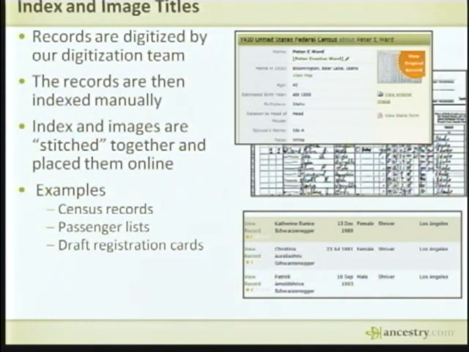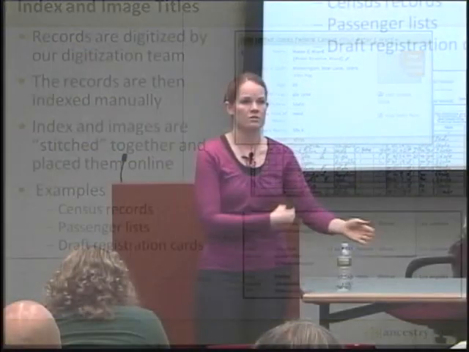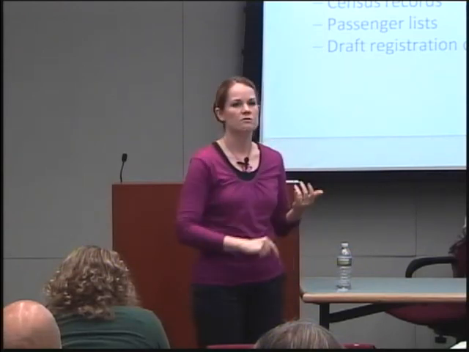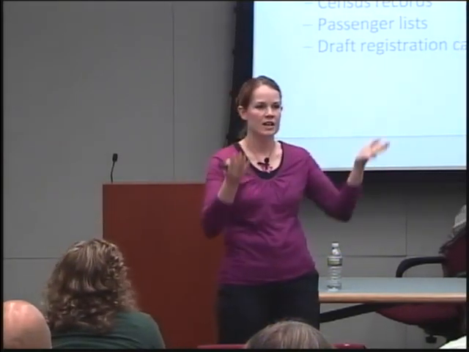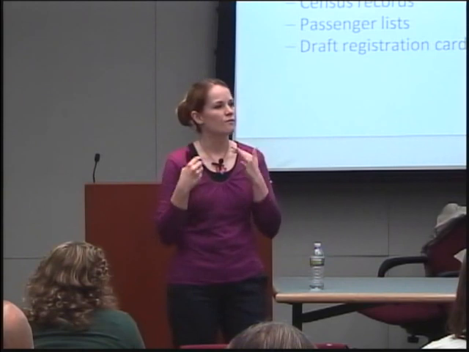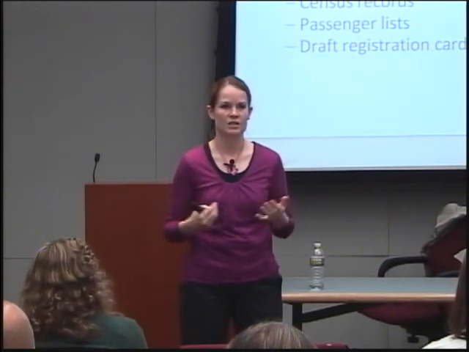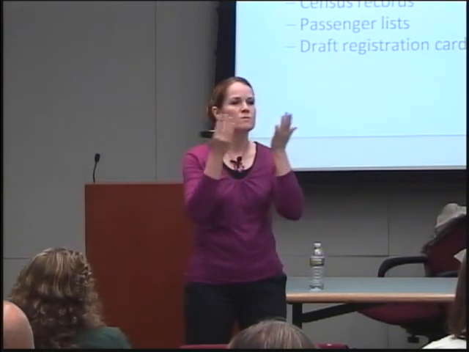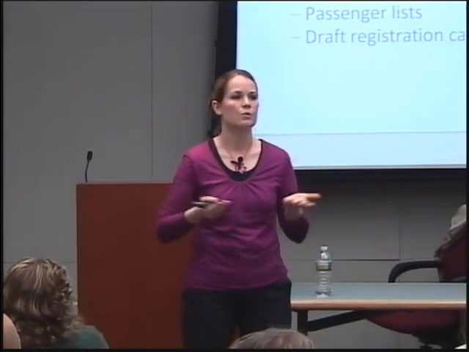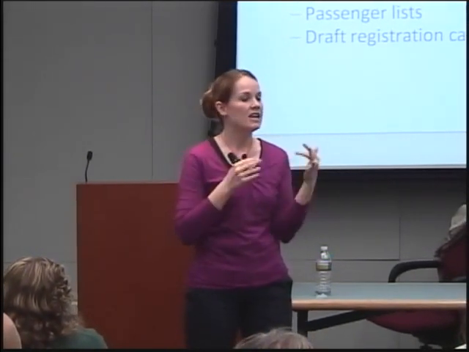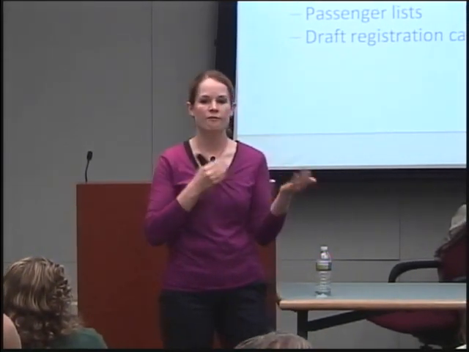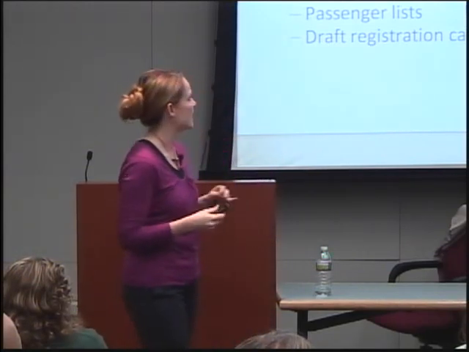So the first type of database that we have on Ancestry is what we call index and image titles. Earlier I showed you people scanning original records. So we go through, we scan these original records or the microfilm, we have all these digitized images. And then from those images we create indexes. So think of the census. Think of how many millions of names are in that census. Well, those are hand indexed. Name by name, field by field, everything that is in that index is hand indexed.